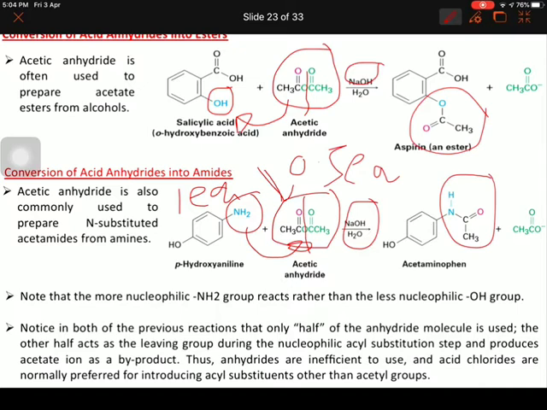I cannot use 0.5 equivalent because you may say this has two carboxylic acids, so why do I need to use one equivalent? Shouldn't I use half an equivalent? No, don't treat this one as two carboxylic acid compounds, because the reaction is going to be with just one carboxylic acid. The second one is going to be a side product. Keep this in mind.